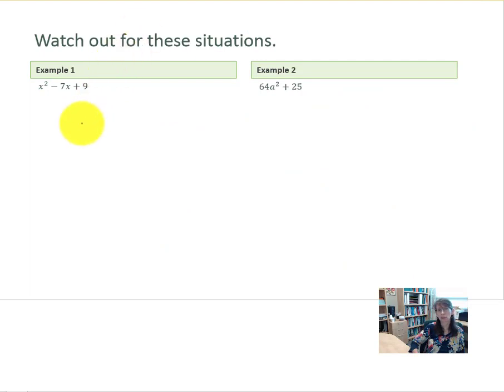Now here are some situations to watch out for. In example 1, we have 3 terms. We notice the first and the last term are perfect squares. So we might think, oh, we've got this one easy. Let's just think square root x times x. 9 is 3 times 3. The middle is negative, so use negatives.